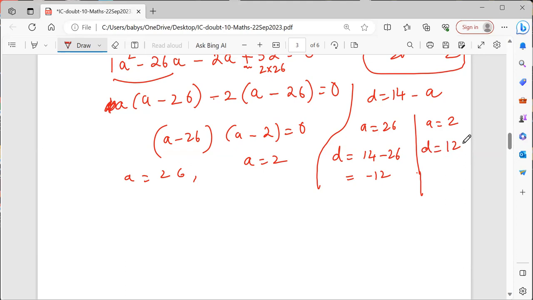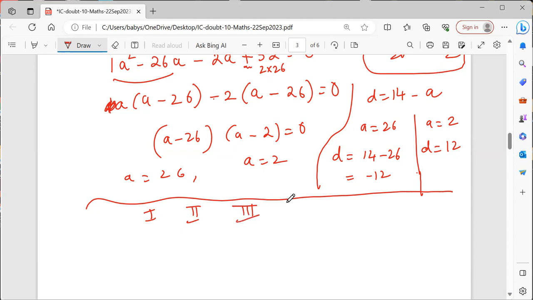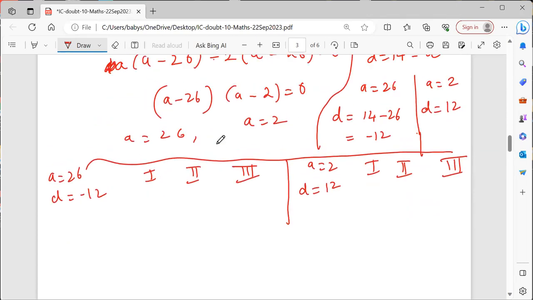So it is an increasing AP. What I can do is take the first term, second term, third term. That is in the case when a is 26 and d is negative 12, and I can take a is 2 and d is positive 12. So I get first term, second term, third term. I'll just plug in those values. It's just a cross verification process, not that I really have to go about doing this.